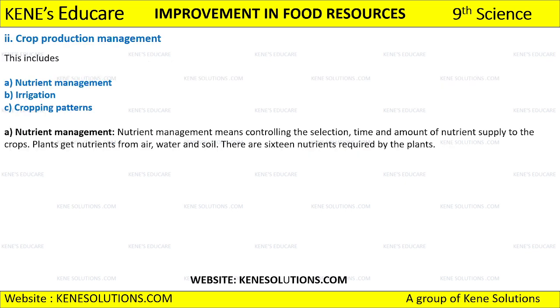After this, we discussed crop production management. Under this, we have three different kinds of management that need to be followed. First is nutrient management. Then after nutrient management, we have irrigation. And lastly, we have the cropping pattern, which has been given, right? So please go through it quickly, everyone.